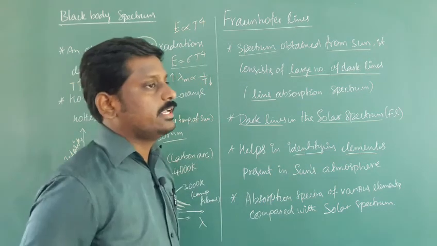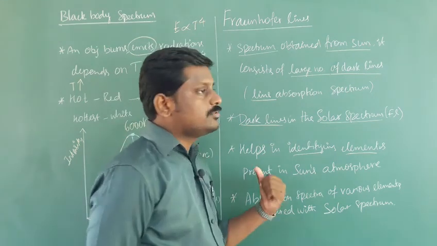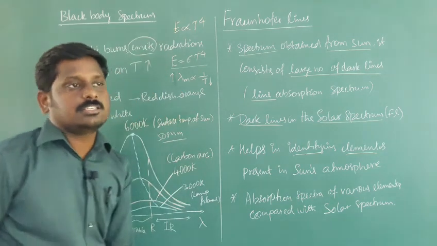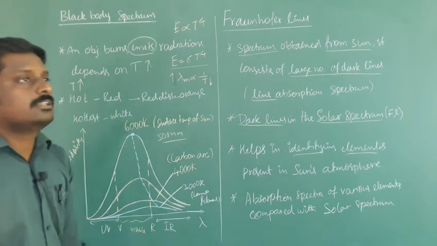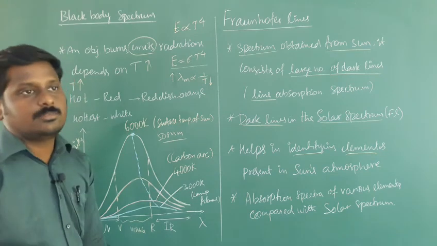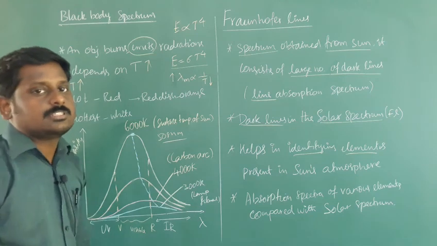So what are Fraunhofer lines? Dark lines in the solar spectrum are Fraunhofer lines, and they help to identify the elements present in the sun's atmosphere. In this class we have discussed first the black body spectrum, then Fraunhofer lines. Up to this we have completed lesson number 5, electromagnetic waves. In the next class we will discuss lesson number 6, optics.